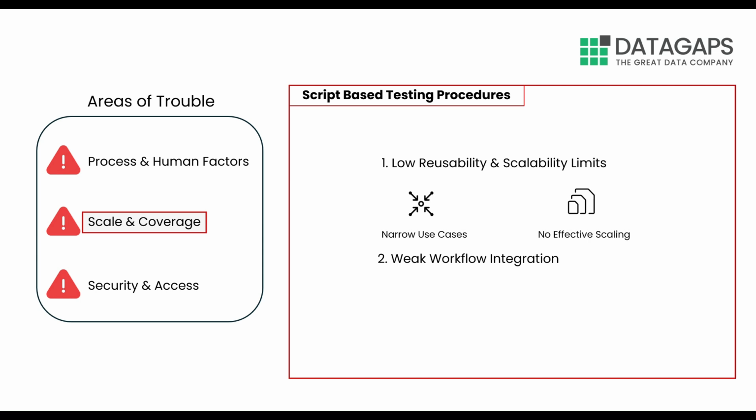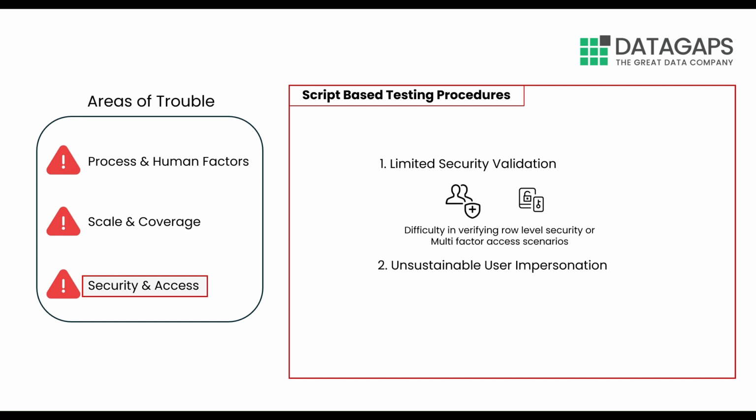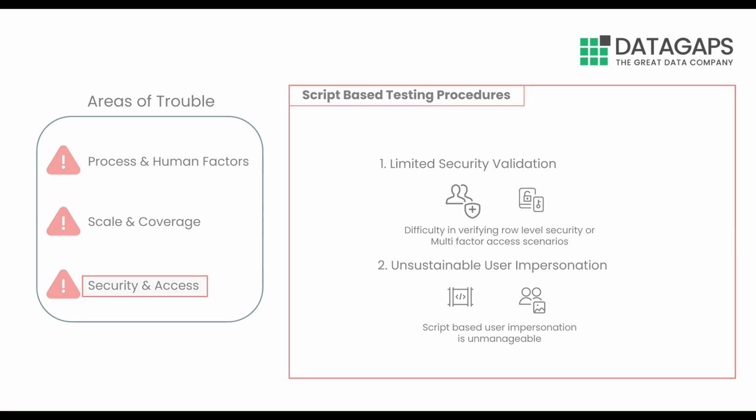Weak workflow integration. Standalone scripts lack systematic monitoring, ticketing, and alerting, making it hard to manage large-scale QA processes. Security and access. Limited security validation. Scripts struggle to verify complex row-level security or multi-factor access scenarios. Unsustainable user impersonation. Covering data access for large user bases via scripts quickly becomes unmanageable.